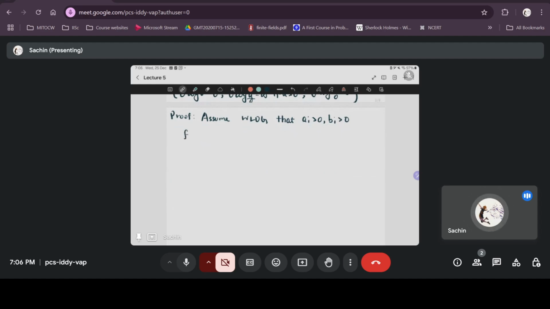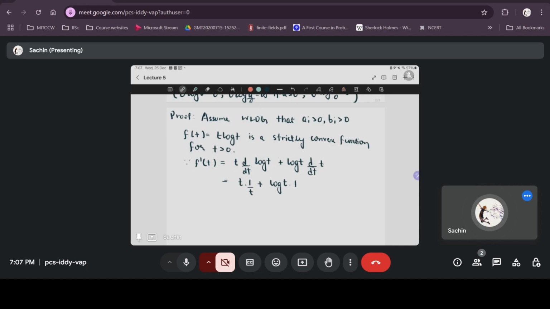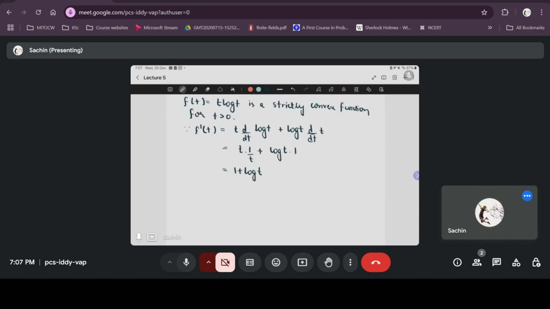For that, observe first that f of t is equal to t log t is a strictly convex function for t greater than 0, because f dash of t is t d/dt of log t plus log t d/dt of t, which is t into 1 over t plus log t into 1, which is 1 plus log t, and f double prime of t is 0 plus 1 over t, which is 1 over t. f double prime of t is greater than 0 if t greater than 0.